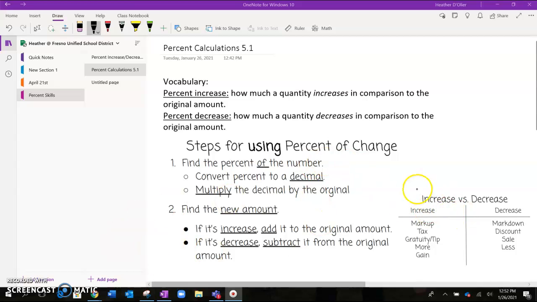And I have some examples of increase versus decrease words. This isn't everything, it's just a short list. So it could be a markup, it could be tax, gratuity or tip, more, gain for increases, and decreases can be things like markdown, discount, sale, less. Sometimes they'll even say 12% off. That can be a decrease. There's other words, but this is just our short referral list.